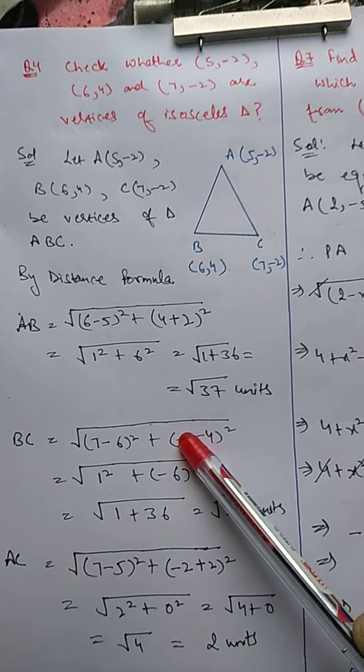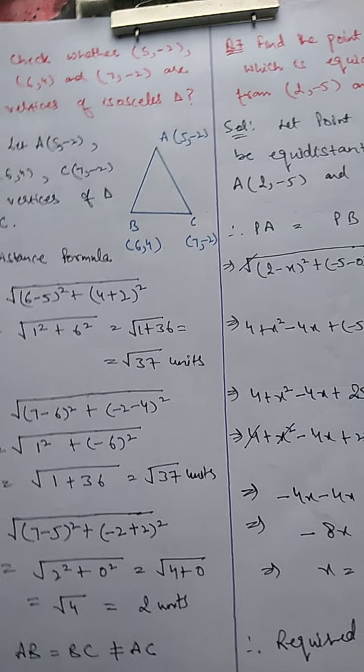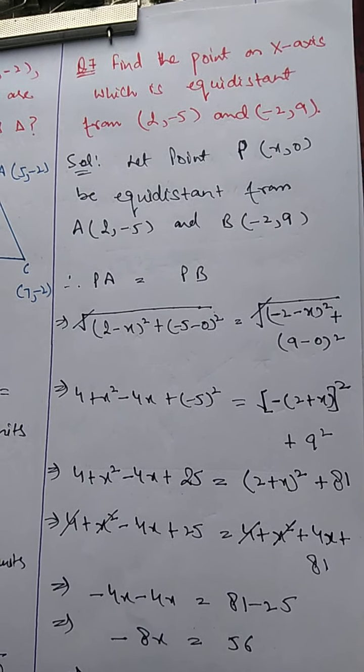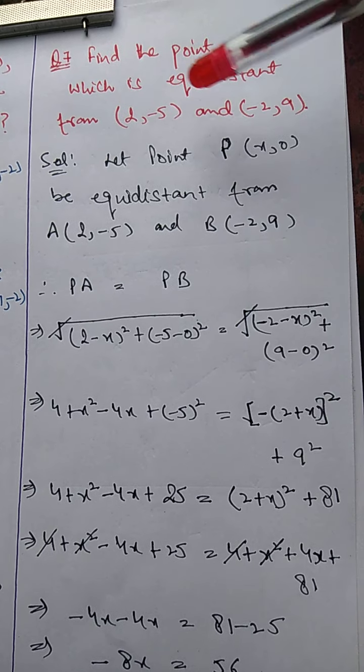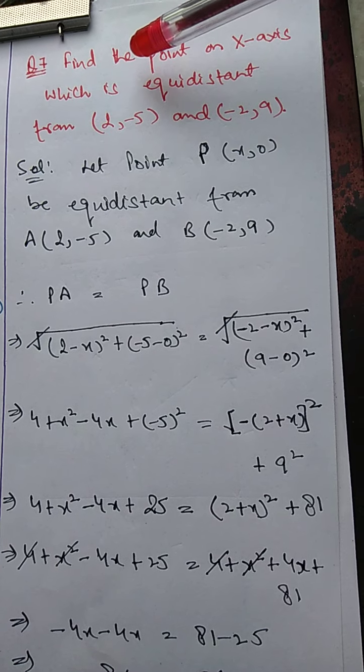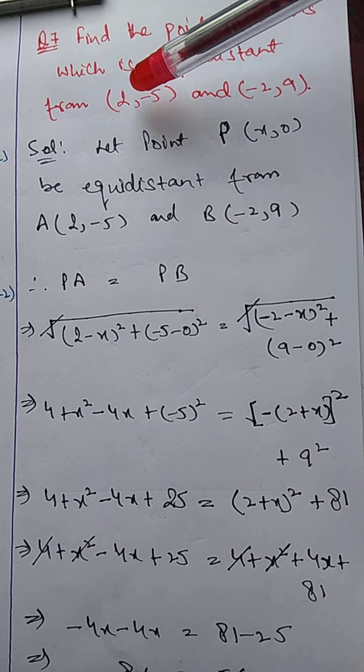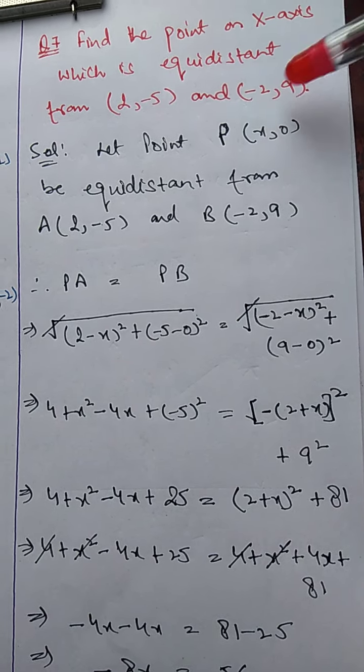After question number 4, we have jumped to question number 7 because the in-between questions are of the same type, and we will discuss these questions in the next video. In question number 7, we are asked to find the point on the x-axis which is equidistant from the points (2, -5) and (-2, 9).